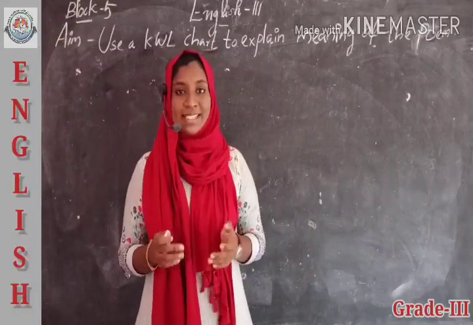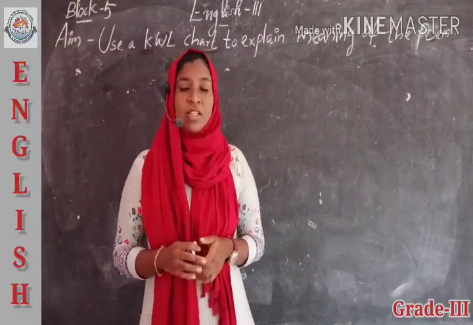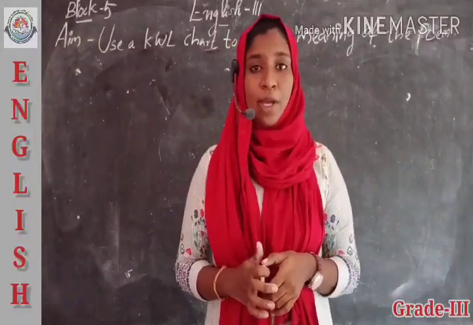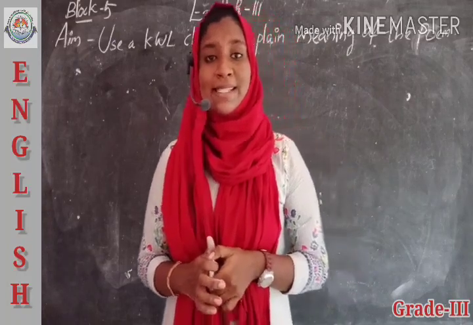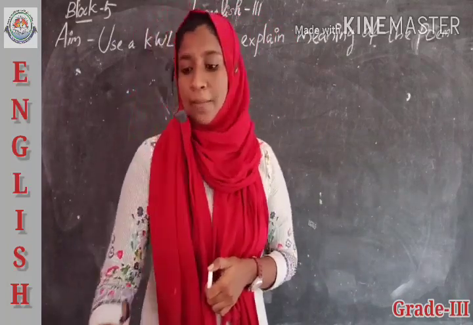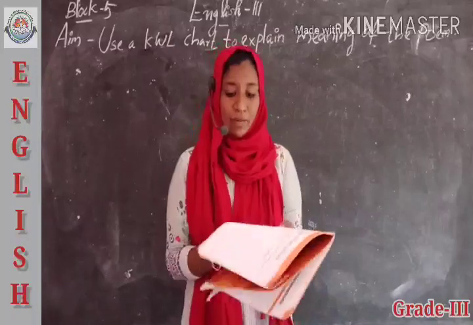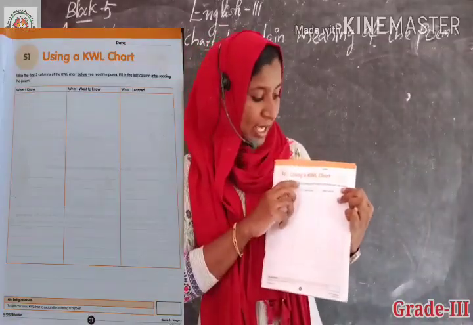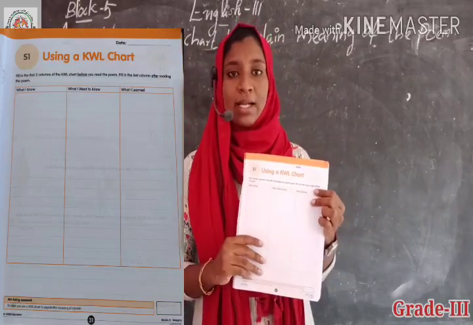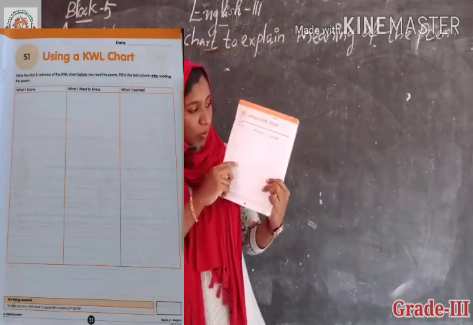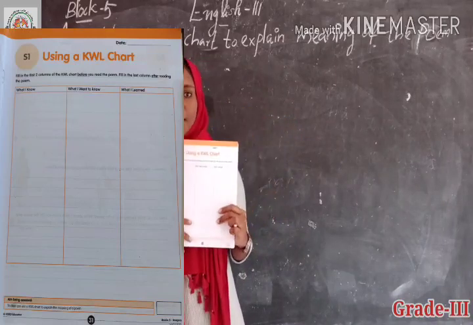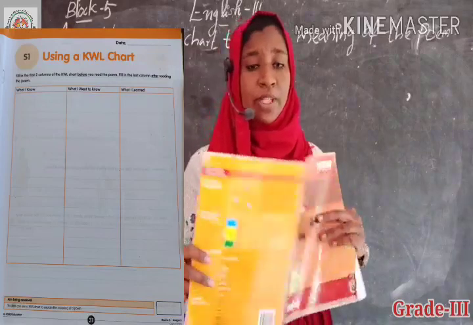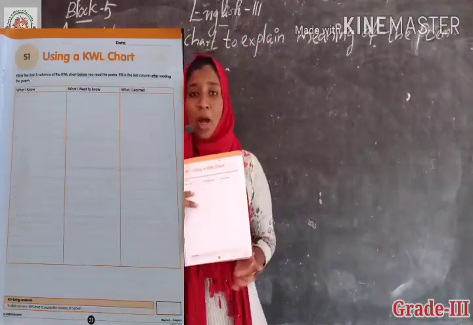So it's a new method. By using a KWL chart, we can explain our poem. Everybody please take your English workbook, page number 31. There you can see a KWL chart. And here you can see 1, 2, 3 columns. Yes, indeed. Okay. So students, what do you think this KWL chart is about?